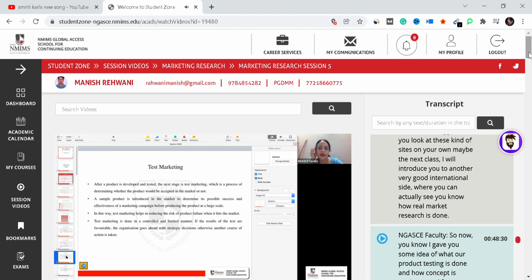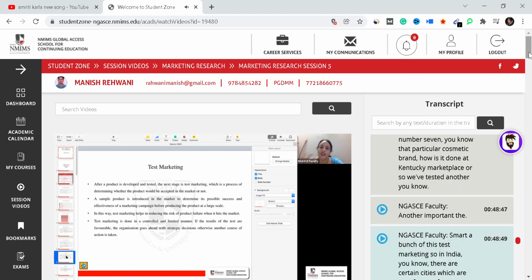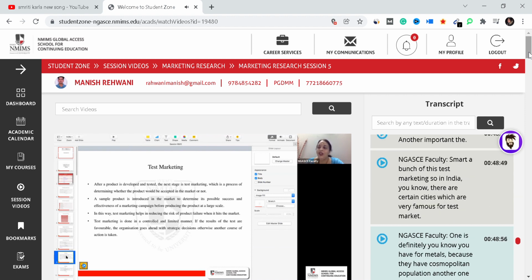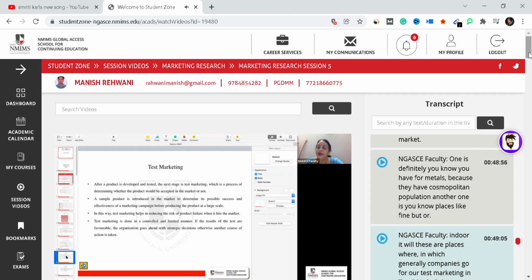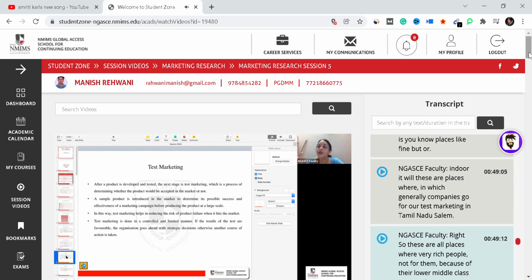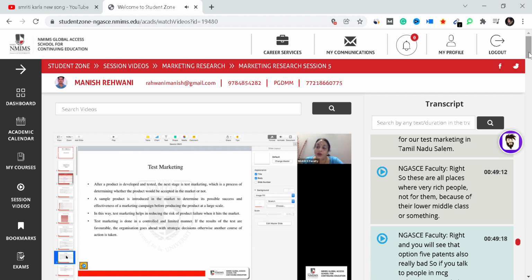Another important concept is test marketing. In India, there are certain cities which are very famous for test marketing. One is definitely your 4 metros because they have a cosmopolitan population. Another is places like Coimbatore, Indore. These are places where companies generally go for test marketing. In Tamil Nadu, Salem, right? These are places where rich people are there, middle class is there, lower middle class is also there, and you will see the adoption patterns really well.